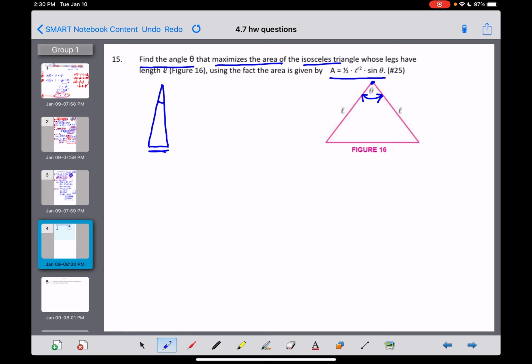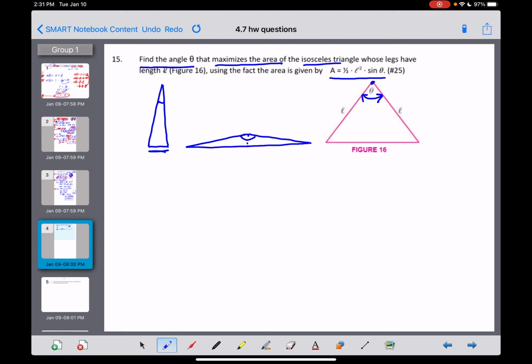On the other hand, if we open theta up almost as wide as we could, we end up with a funny little triangle that looks maybe something like this. That has a very wide theta right here. But in that case, it's not going to have a very big area because its height is relatively short.